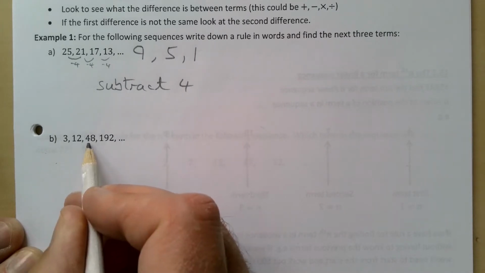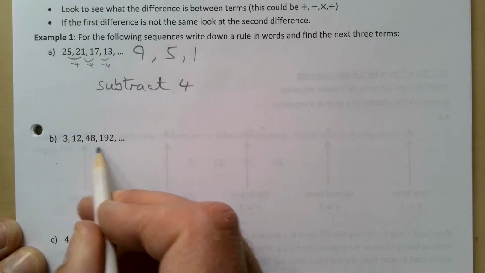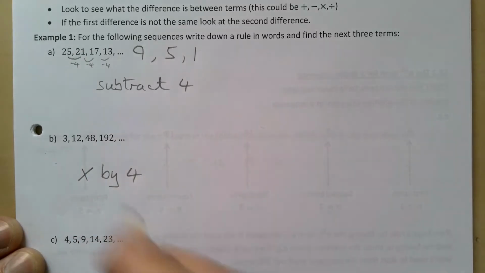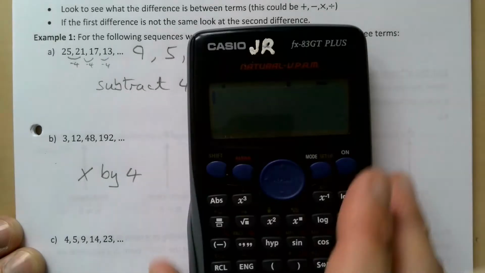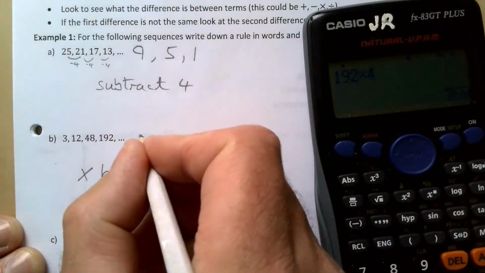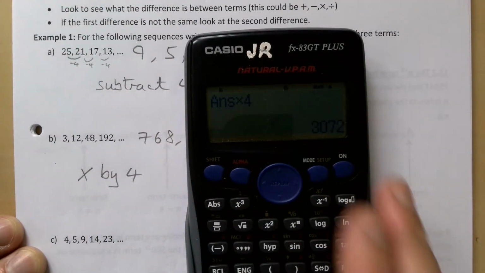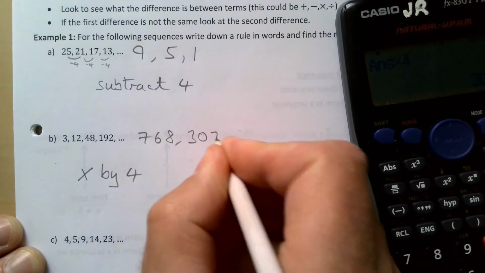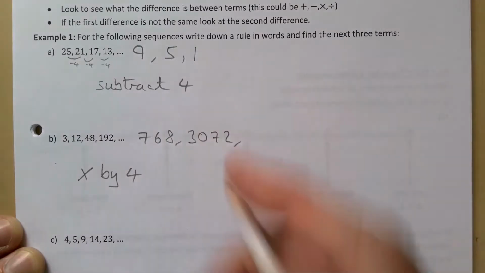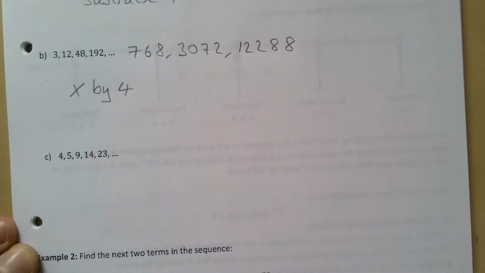Okay. Next one then, 3, 12, so what's that adding on 9? But adding on 9 there doesn't work, so that doesn't work for us. Alright, okay, so 3 times 4, and then times by 4 again, and then times by 4 again. So, times by 4 is our rule for this sequence here, and these numbers are going to get pretty big, so a bit of cheating here. So 192 times by 4. Our next term then is going to be 768. 768 times by 4 is 3072. And then 3072 times by 4 is 12,288.